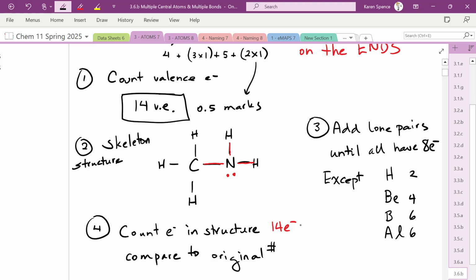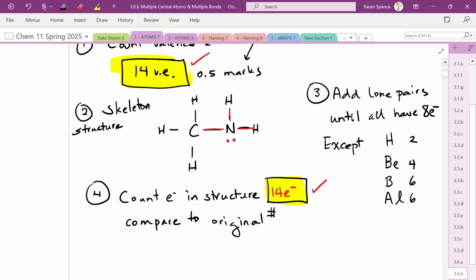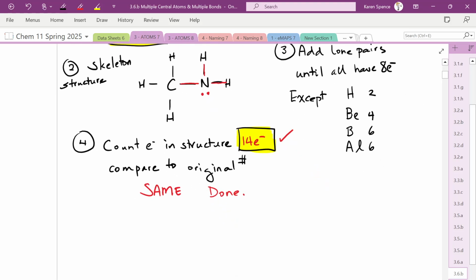Okay, so we're going to say, is this the same as the original number? I have 14 here and I have 14 here. Are we good? Yes, we're good. And if we compare and they are the same, then we are done. Okay? So that's it. There's your Lewis structure for CH3NH2. Is good? Okay. Now, this is not just about multiple central atoms, it is also about multiple bonds.